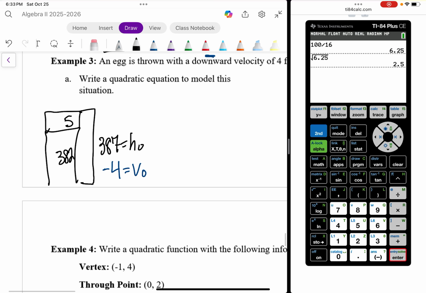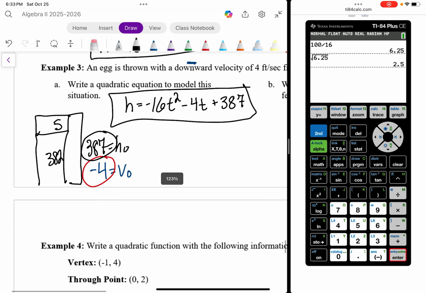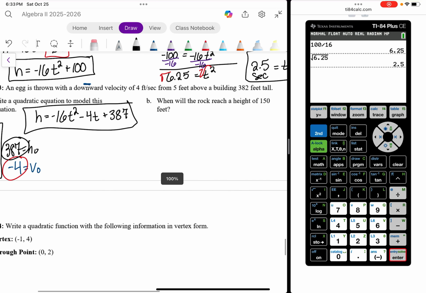So now we can write a quadratic equation to model this situation. Again, it always starts with h equals negative 16t squared, and then a downward velocity, so we'll have minus 4t, and then a starting height of 387. That's our answer. It's just asking for the equation there, so we are good.